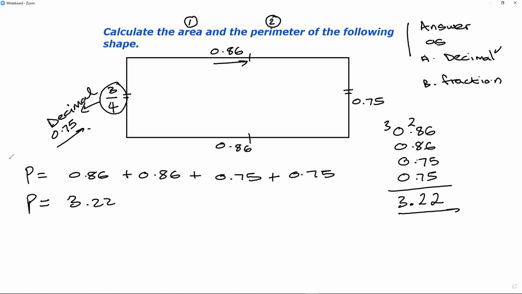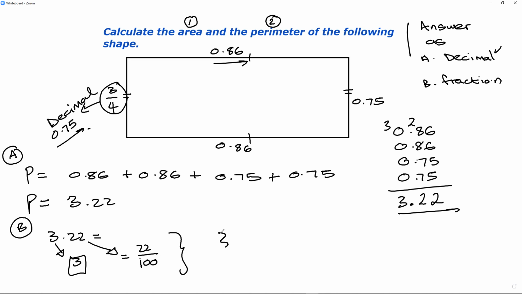I want to write this as a fraction now. So I've got to put this number over 100. How would I write this as a fraction actually? I can break this up into a whole number, 3, and I can also take out the 22, which will become 22 over 100. So from this, I got 3 and 22 over 100.